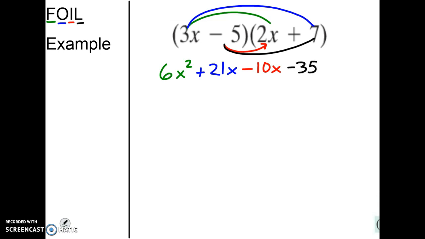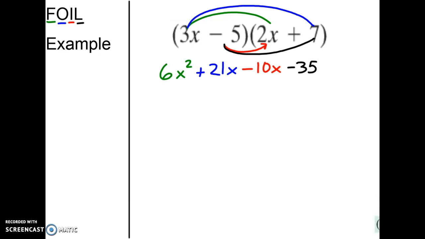So this is just an order in which you use, so all of them are paired up. That 3x needs to be multiplied by both of them, both of the terms in the second binomial, and that negative 5 needs to be multiplied by both terms in the second binomial.